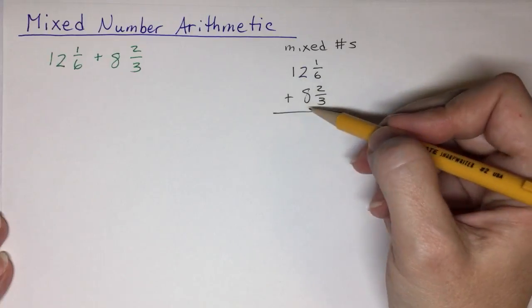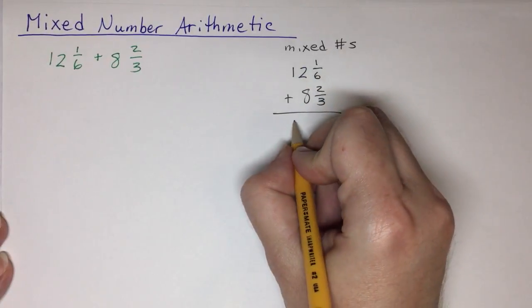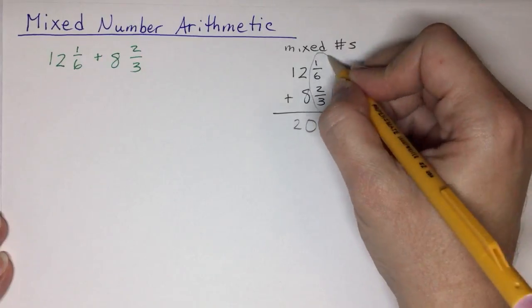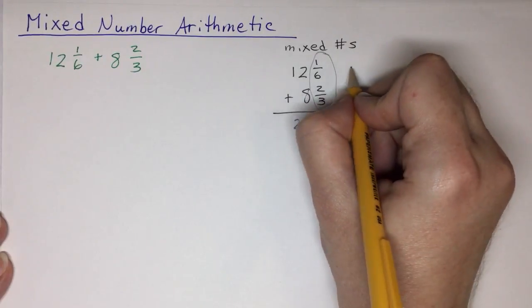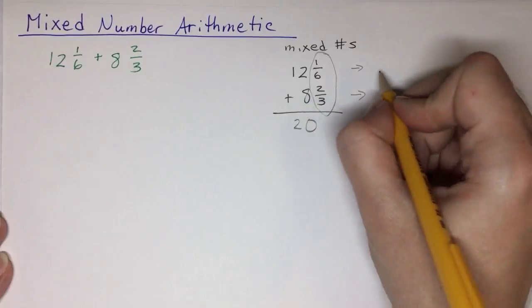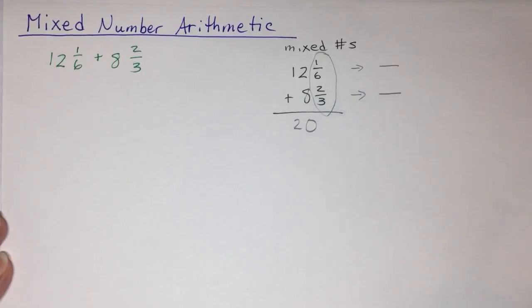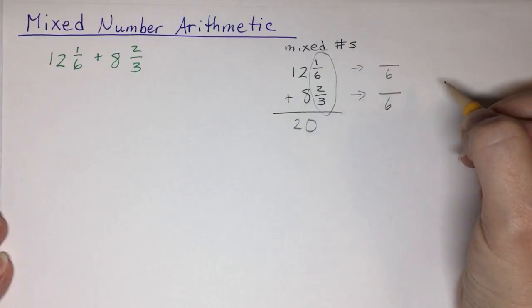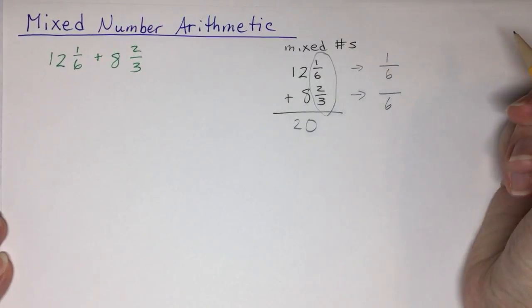Well, the whole number part is not a problem. 12 plus 8 is 20. But then I'm going to have 1/6 plus 2/3. I need to get those both to have the same denominator. Common denominator between 6 and 3 will be 6. 6 is as I want it.